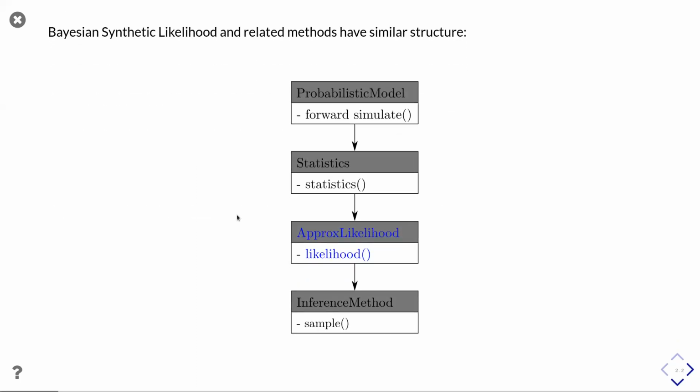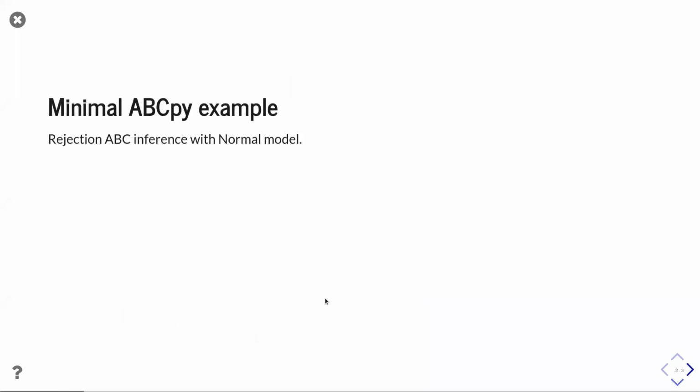Bayesian synthetic likelihood and other related methods, which instead aim to directly approximate the likelihood, have a very similar conceptual structure as well. You still have a probabilistic model, you still have a statistics. The difference here is that you need to replace a distance class with an approximate likelihood class. And this approximate likelihood class will take care of computing, or rather estimating, the likelihood from simulation from the model. And still, of course, you need to have some inference method with which to perform inference.